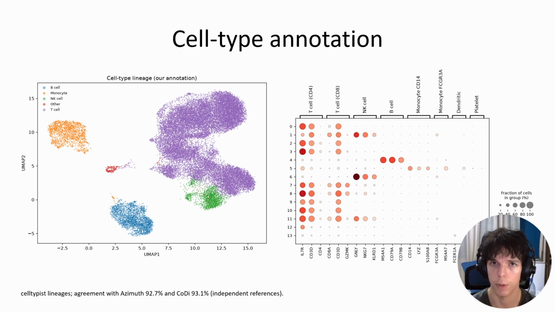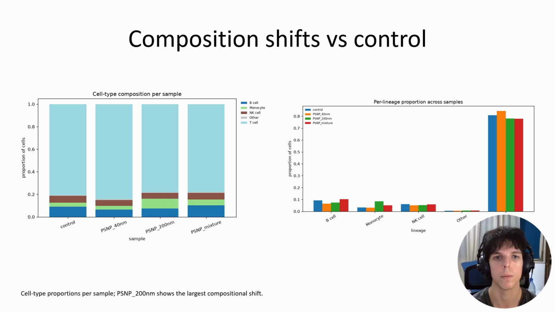On the right, a dot plot that proves the labels. Rows are clusters, columns are marker genes like CD3D for T cells or CD14 for monocytes. A big dark dot means that gene is strongly on in that cluster, and the dark dots line up on the diagonal, so each cluster lights up its own marker. I labeled with a tool called CellTypist and cross-checked against 2 independent methods, and they agreed at about 93%.